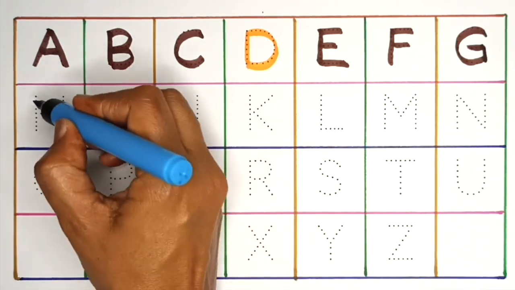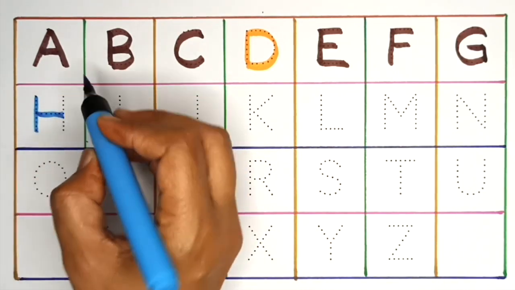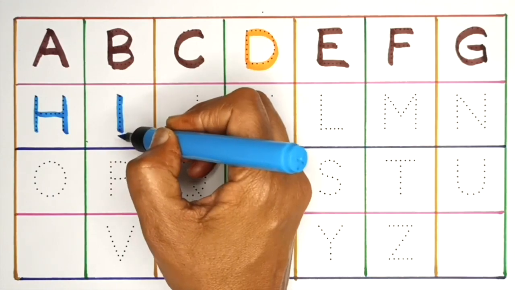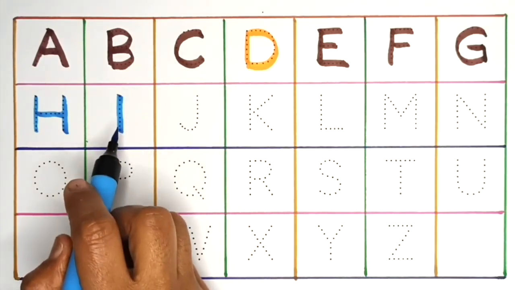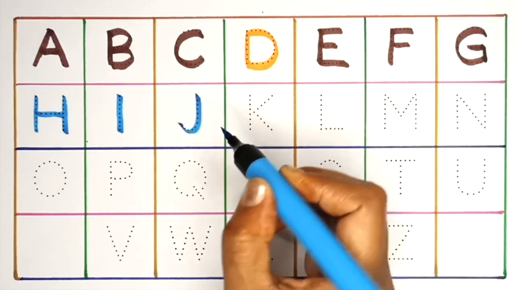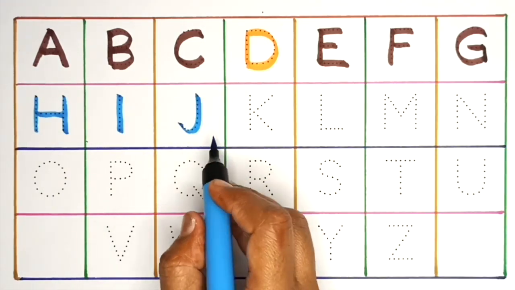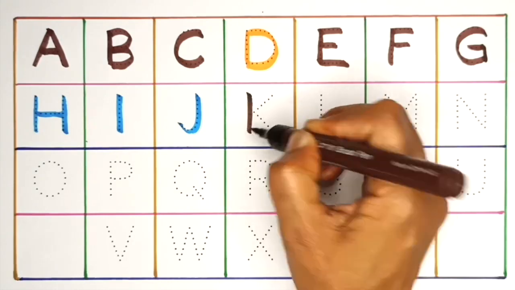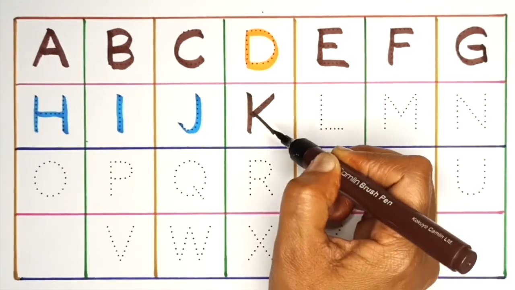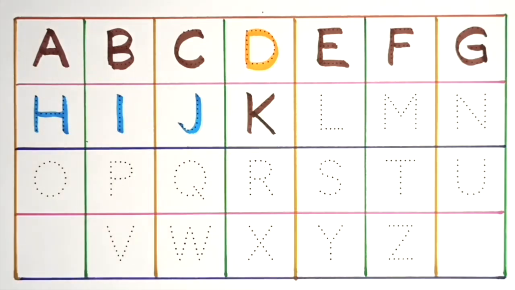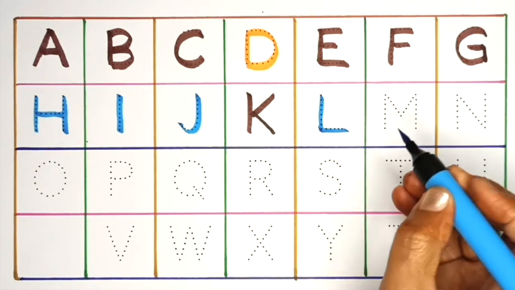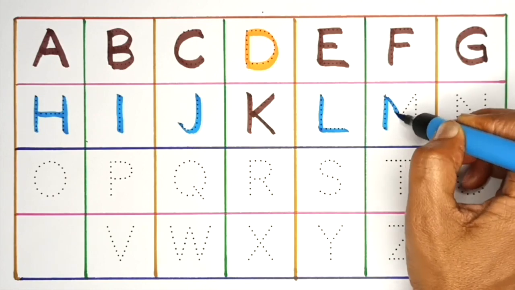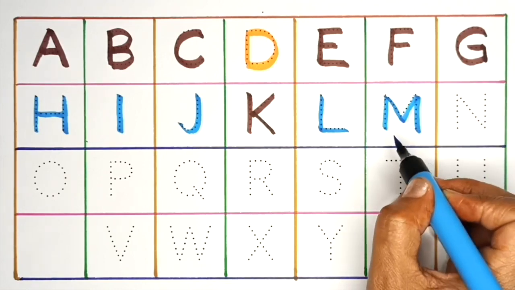Blue color. H. H for hen. I. I for ice cream. J. J for jug. K. K for kite. L. L for lion. M. M for monkey.